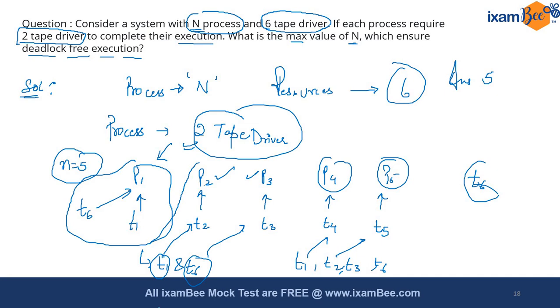So what should be the answer here? The answer will be 5. If we have 5 processes overall, then there won't be any kind of deadlock. If I increase by any extra process, let's say P6, then P6 will have access to T6, and now every resource is being held by one process and they're waiting for another resource, so it will be a deadlock situation. So we cannot have any extra process. The answer here will be 5.